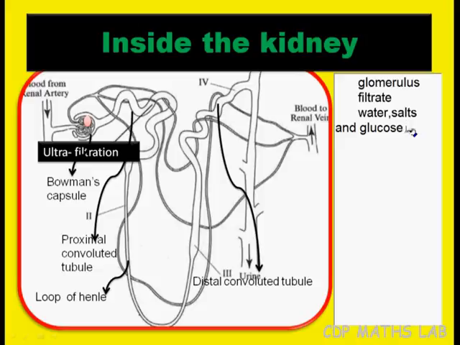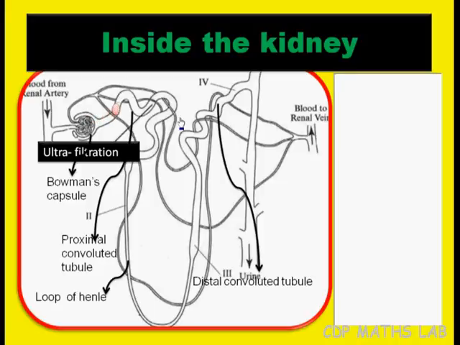Alright, let's erase our board. Good. Alright, so continue now to pay attention. Good. So you notice now that the filtrate moved from the Bowman's capsule into the what? Proximal convoluted tubule. So this is proximal. So the proximal convoluted what? Tubule. Now what happens in this region right here is my question.